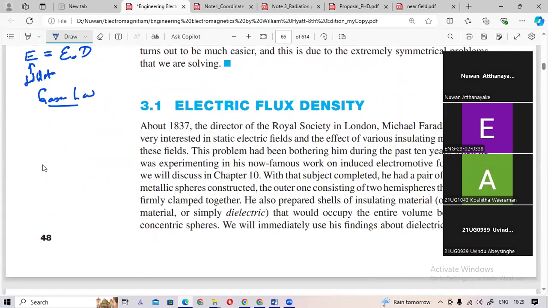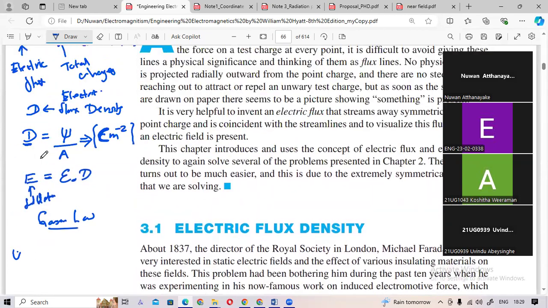So Gauss's law states that the flux, actually, this is the Gauss's law. This definition is related with the Gauss's law.